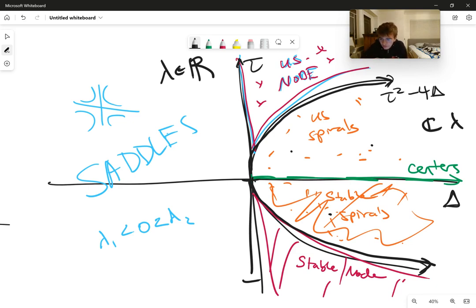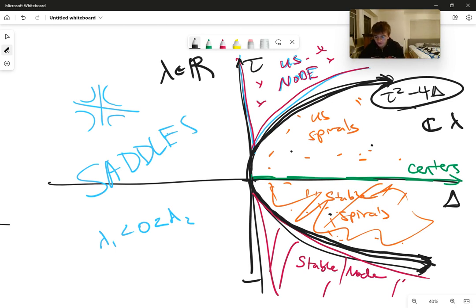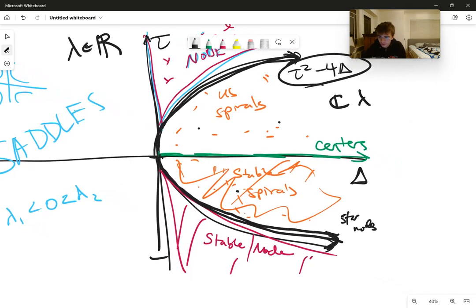Finally, the cases which were weird, which I kind of skipped over, are cases when the eigenvalues have multiplicity 2. Essentially this term becomes 0, and so these borderline cases lie exactly on this parabola, and those cases can be things like star nodes. Star nodes are when you have an eigenvalue of multiplicity 2, but you still have two linearly independent eigenvectors. And so essentially you get something that looks like straight lines approaching the origin in all directions.